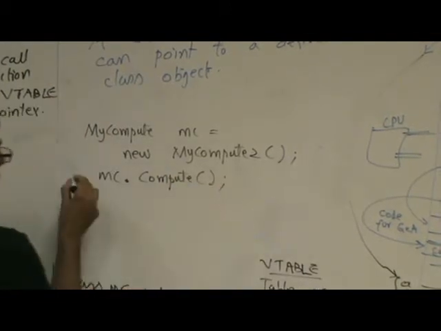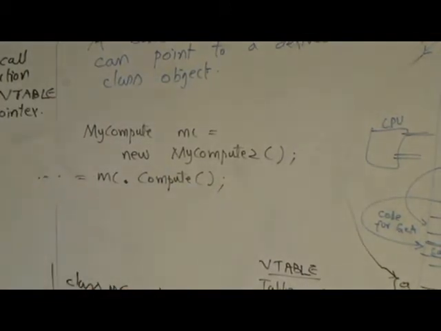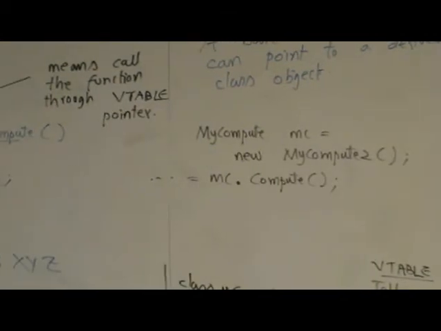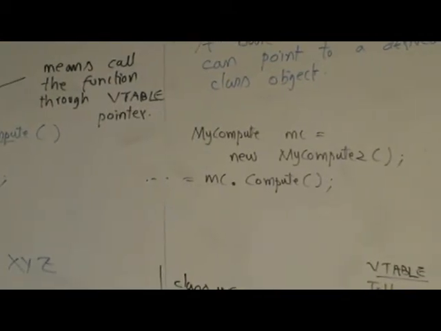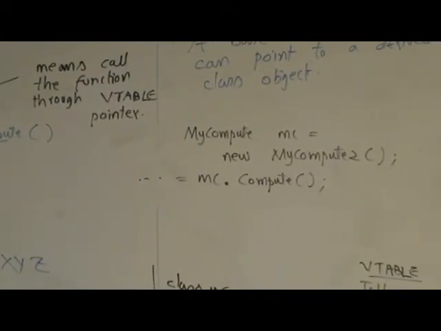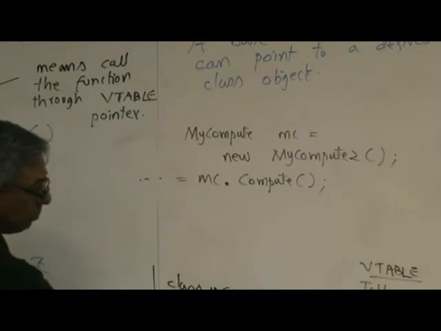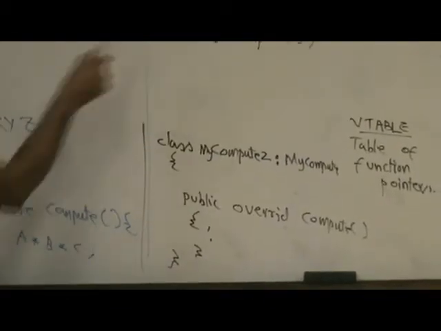So somebody is trying to call the compute through an object of MyCompute2, right? So the question is, which compute will it call? Will it call this compute? Or will it call the compute in MyCompute2 over here?